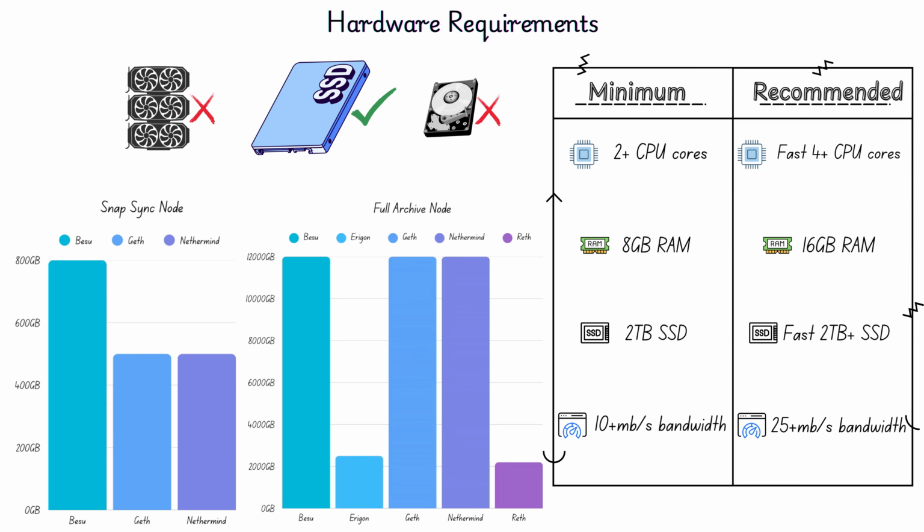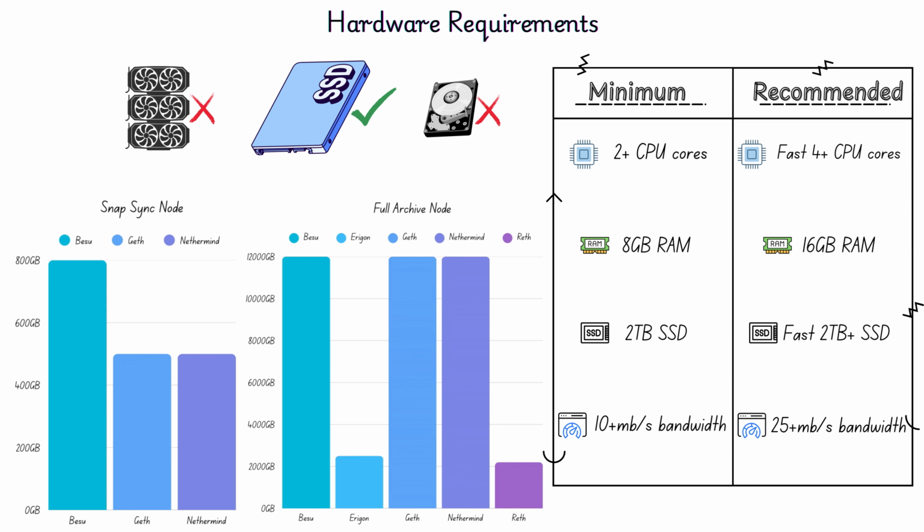Clients like Erigon and Reth work differently. They don't have SnapSync, but they do support pruning. That means you can hold Ethereum's full history in around 2 to 3 terabytes with Erigon, and about 1.2 to 2.2 terabytes with Reth, depending on how you configure it.